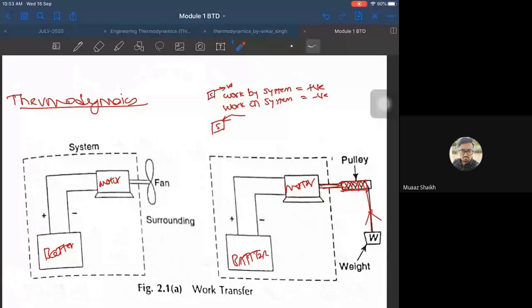That means if there is a fan, it will be converted into a raising of weight. If there is a movement of a vehicle, that could be converted into a raising of weight. That means the sole effect, the actual effect, is nothing but your raising of weight. That will be converted. That is W into F integration. That sole effect is external to the system.